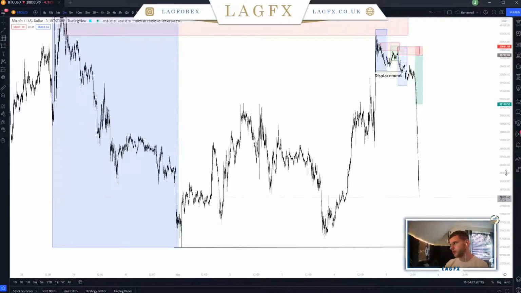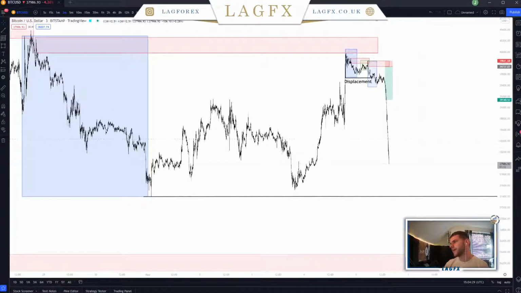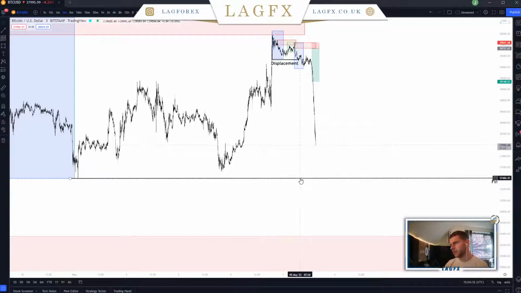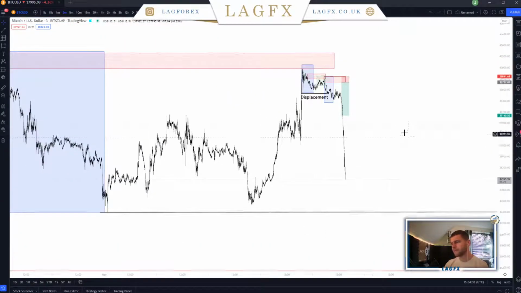Let's just zoom out slightly. Yeah, I mean, if anybody managed to get involved on the initial tap, then the profits would be insane here. We're already approaching the take profit, the final target.